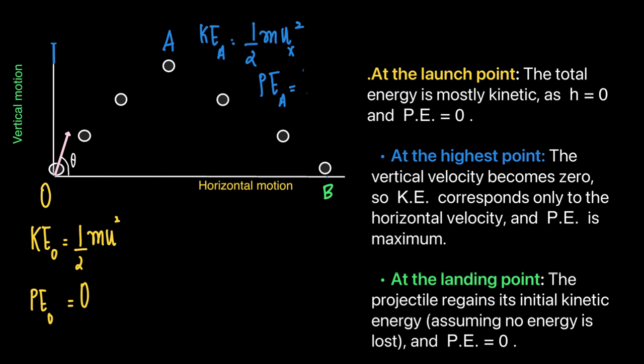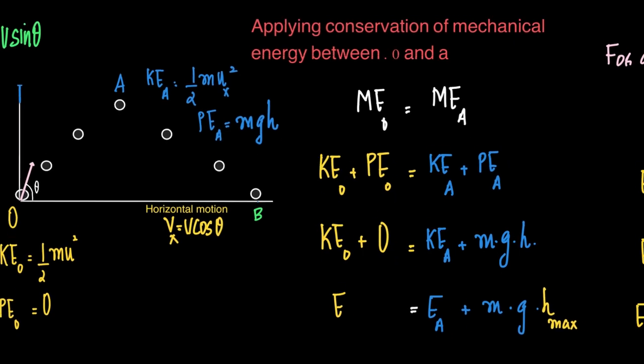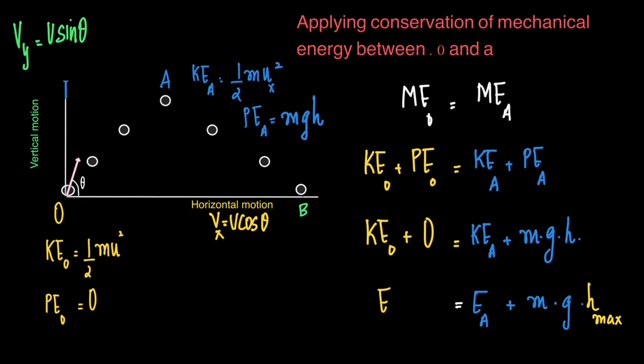So potential energy at A is not equal to 0. My bad. This is PE maximum. At the landing point, the projectile regains its initial kinetic energy and potential energy is 0, which otherwise means the complete kinetic energy would be regained at B again. Okay? Alright. Now, since you understand this concept, let us apply conservation of mechanical energy between the points O and A.